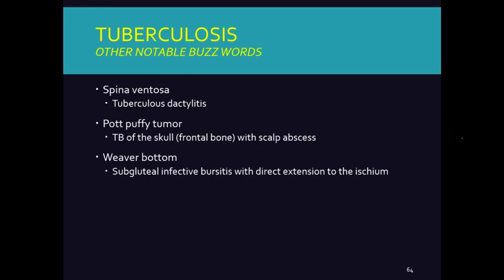Some other buzzwords you might see, especially on boards. I may ask questions about this. If I do, it's going to be lecture only. But spina ventosa is specifically tuberculous infection of the digits, so tuberculous dactylitis. Pott's puffy tumor is TB of the skull with an abscess in the scalp. And Weaver's bottom is a gluteal bursitis that often extends into the ischium, the ischial tuberosity.